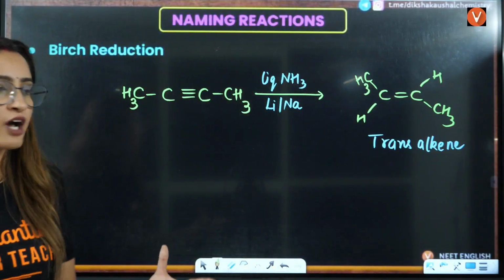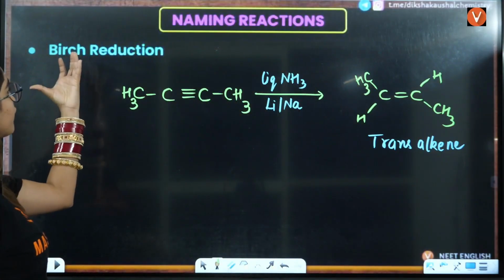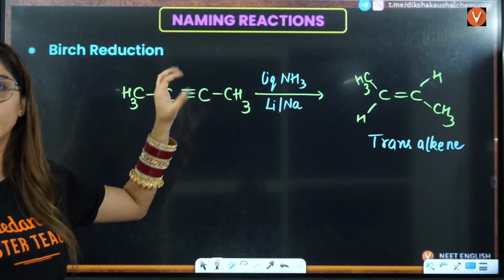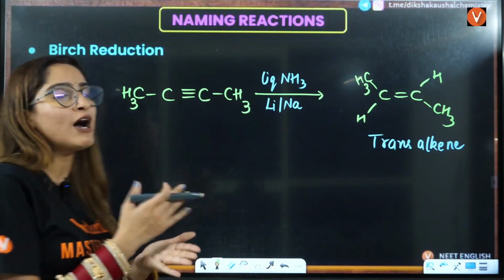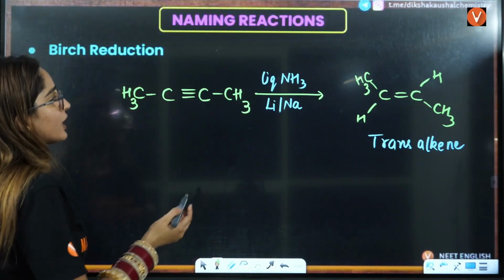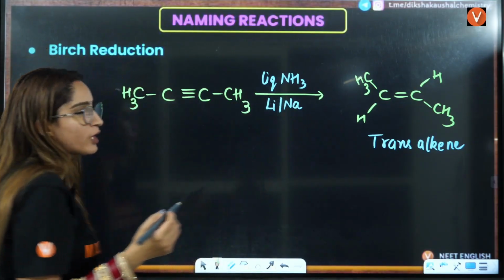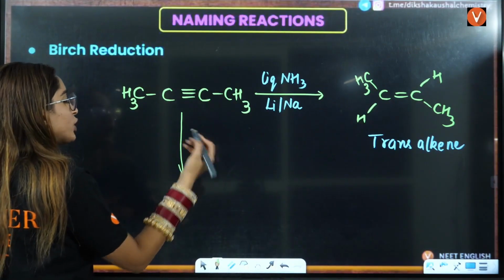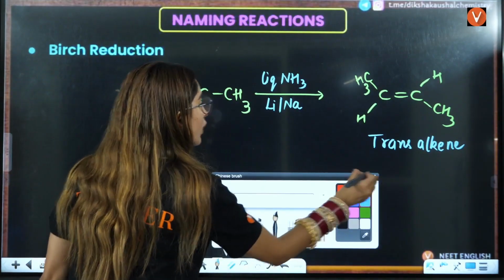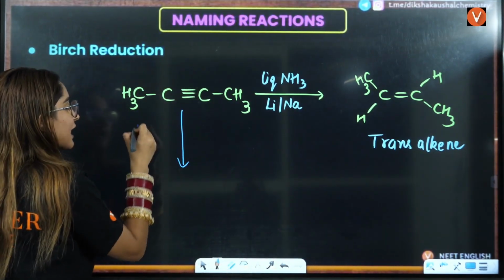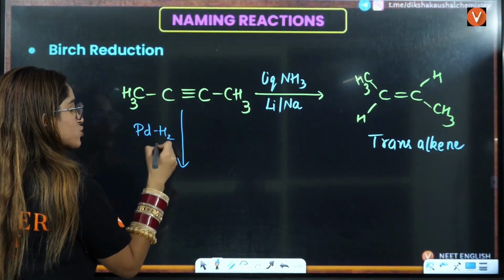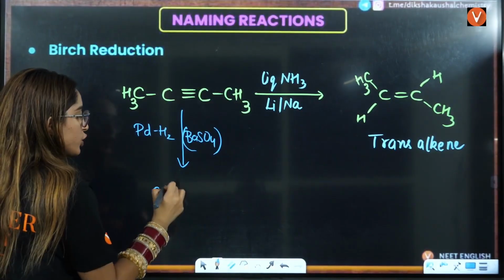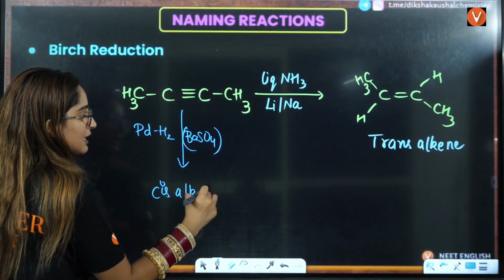Next is Birch reduction. So students, what exactly will we do here? Birch reduction converts an alkyne from a triple bond to a double bond. Basically, one pi bond will break. Here you have liquid ammonia with lithium or sodium, and you will have the formation of a trans alkene. But let's say, ma'am, I want to get a cis alkene. Then what can you do? You can use Lindlar's catalyst, that is Pd/H2, in the presence of a poison like BaSO4, and you will have the formation of a cis alkene, right?